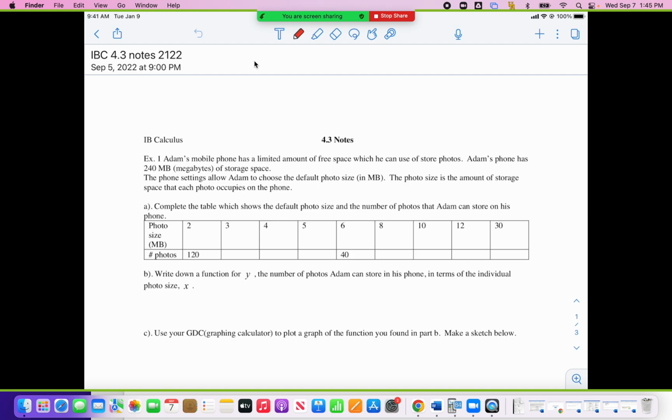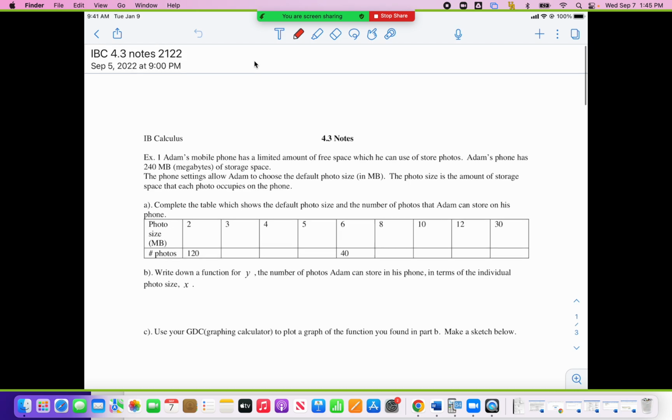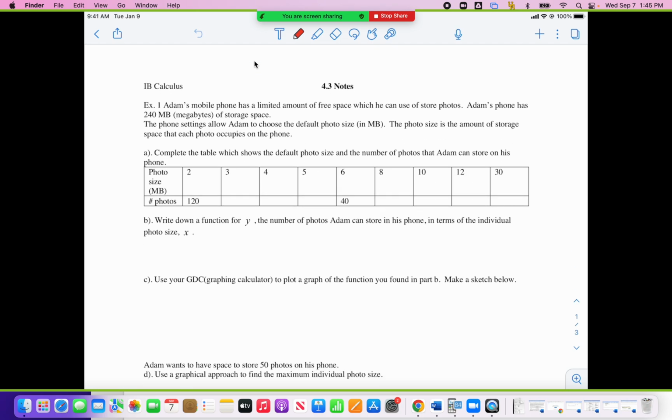So example 1 says, Adam's mobile phone has a limited amount of free space that's supposed to be used to store photos. Adam's phone has 240 megabytes of storage space. The phone settings allow Adam to choose the default photo size in megabytes. The photo size is the amount of storage space that each photo occupies on the phone. So it says, complete the table which shows the default photo size and the number of photos that Adam can store on his phone. So 120 photos takes up 2 megabytes.